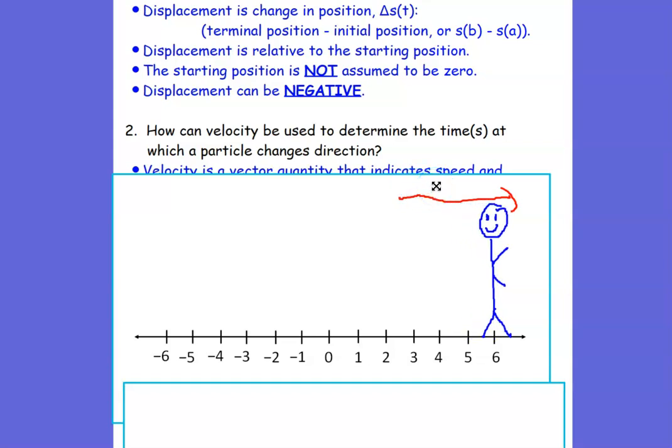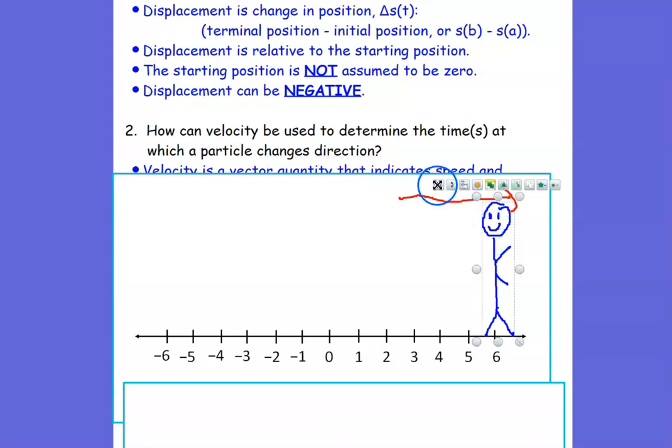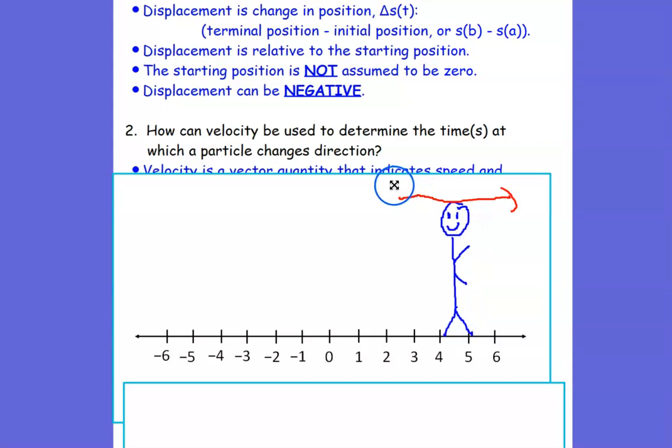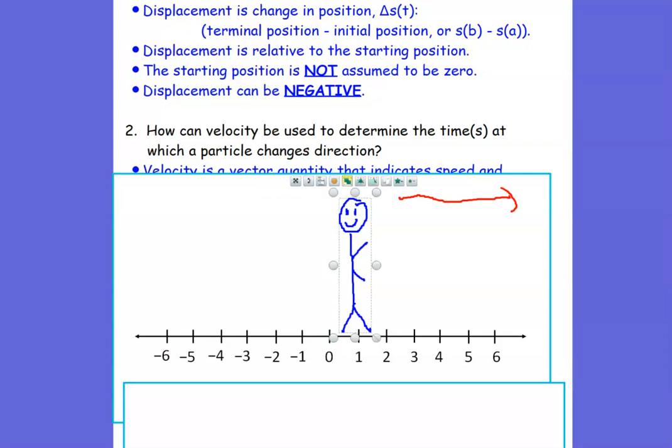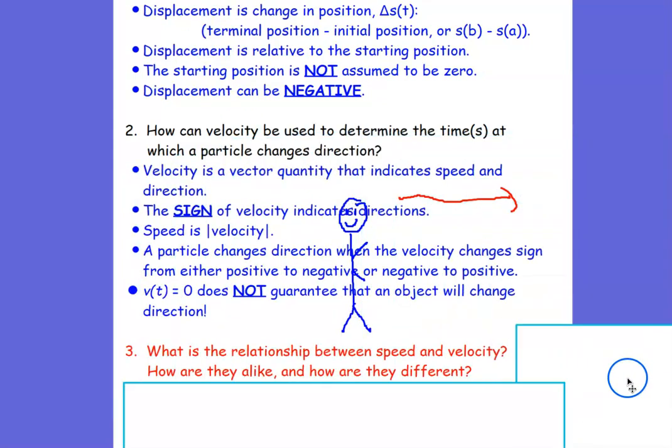But then he gets tired and decides he wants to go back where he was before. So now he's going to turn around, and when he's traveling to the left, his velocity is now negative. So let's say he's moving slower at negative 2 feet per second. That means he's moving to the left, and his speed is 2 feet per second. So velocity indicates two quantities, speed and direction.